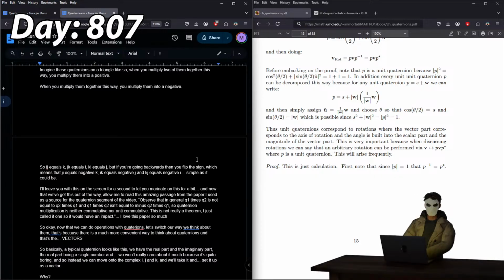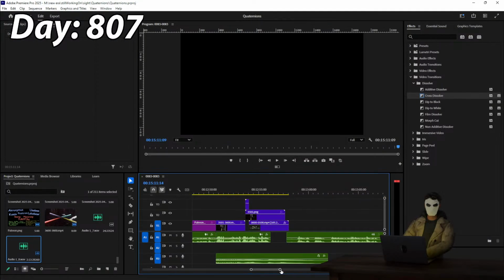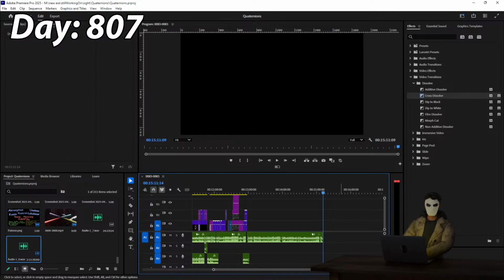So okay, now that we know... Actually, no, I'm gonna script this. Yeah, I just need to finish the script for the vectors quaternion segment.